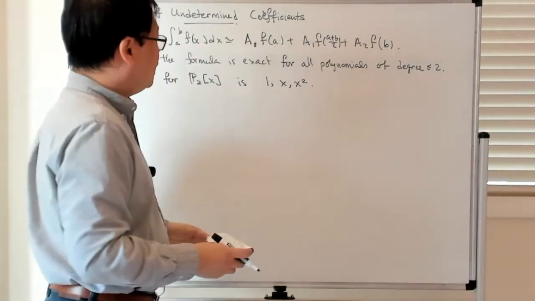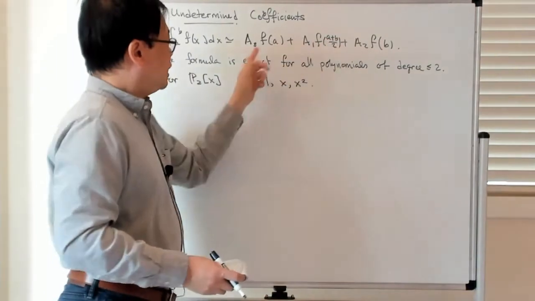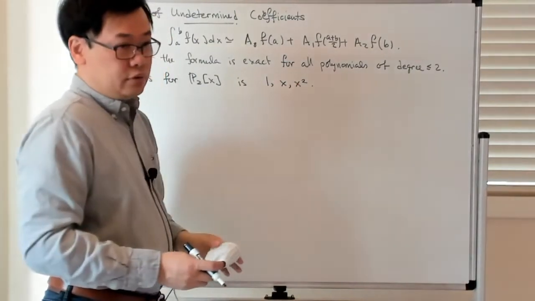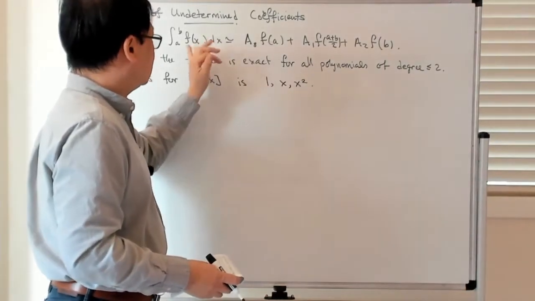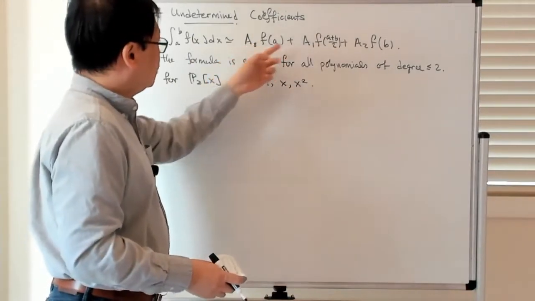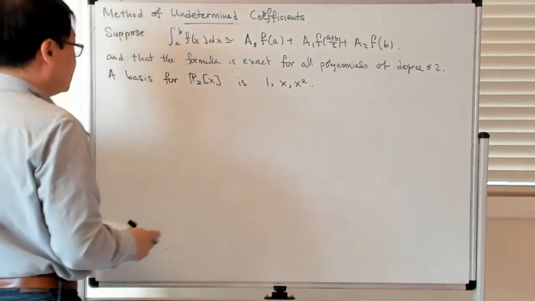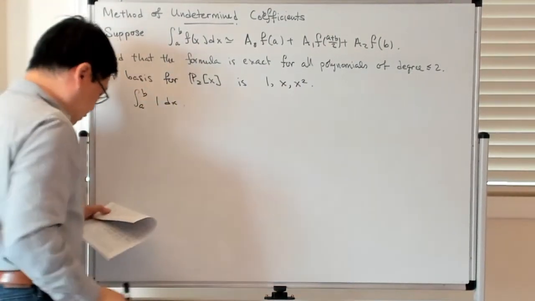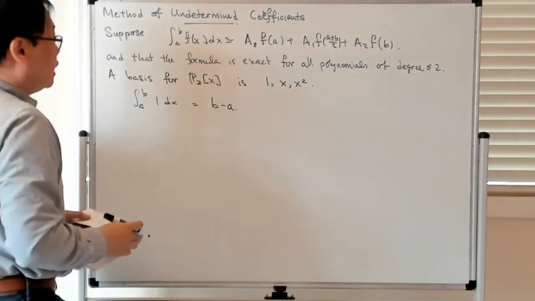Okay, so one immediate thing should come to mind when you see this, which is that you have 3 coefficients, a0, a1, and a2, and you have 3 basis functions, 1, x, and x squared. And so it's natural to ask whether, if you impose the condition that this quadrature rule is exact for 1, x, and x squared, you have enough equations to uniquely determine a0, a1, and a2. And it turns out that you do. So let's go ahead and do that. You have the integral from a to b of 1 dx, and you know that this is equal to b minus a on the one hand.